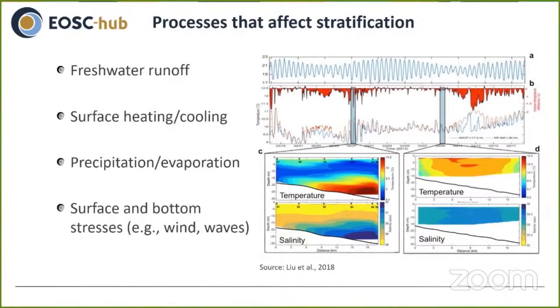The next slides will focus on processes that affect stratification. Stratification is a measure of how much the density of the water changes, and is caused by differences in temperature or salinity or both. Stratification can change in time, as you can see in the figure. The variations in time depend on the balance between the forcing mechanisms that can promote stratification, or on the contrary, that can promote mixing.